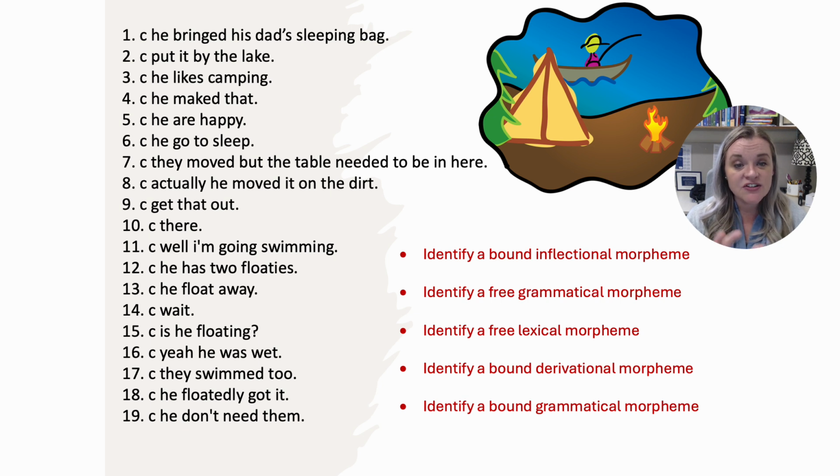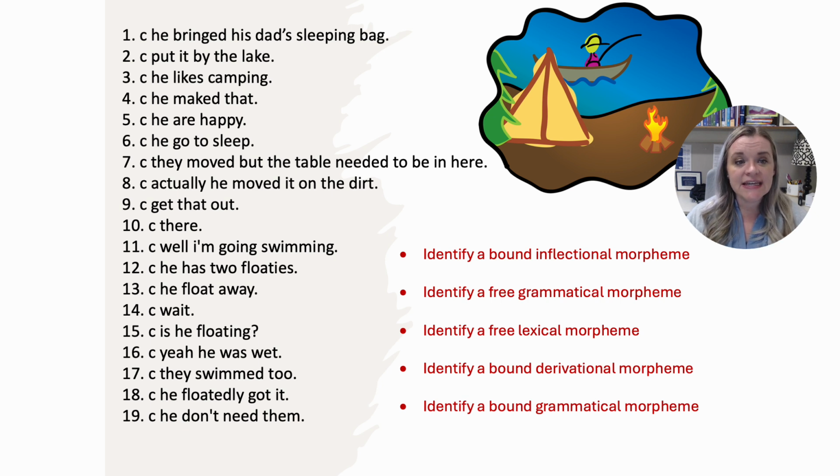Now, if you remember, these are 2 different components. So bound means that it's one morpheme that has to be stuck to another one, right? It has to be bound to it. And inflectional means that it's inflecting that term somehow. So let's look at utterance number 3, for example.